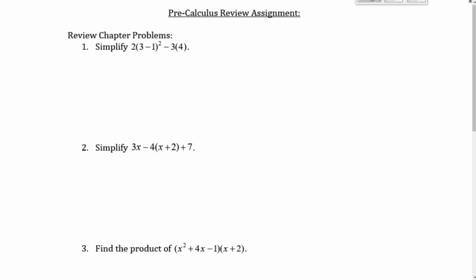Let's do this thing. So this is the semester 1 review. So we're looking at the review chapter that we went through at the beginning of the year.